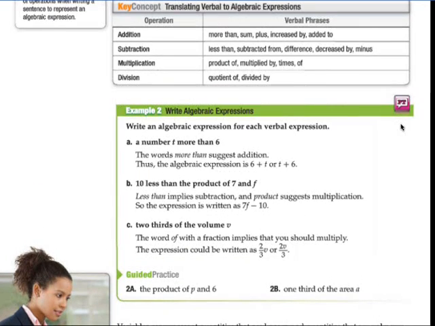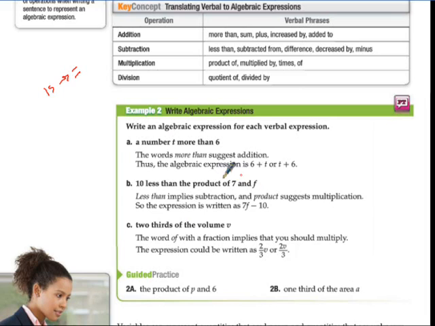There's words that we should recognize, by the way. Let me just highlight some of these real quick. We want to make sure that when we see some of these words, we think the things that we're supposed to. So, more than, some, plus, increased by, added to, those are all ways to say addition. Less than, subtracted from, difference, decreased by, minus, those are all ways for subtraction. Product of, multiplied by, times, and of for multiplied, and then quotient of or divided by for division, okay? And then, of course, you guys know that is equals if we have an equation.